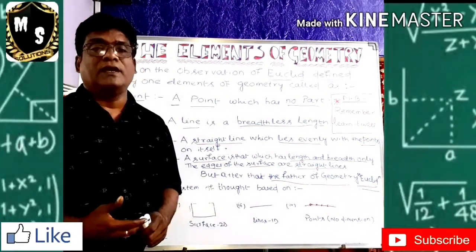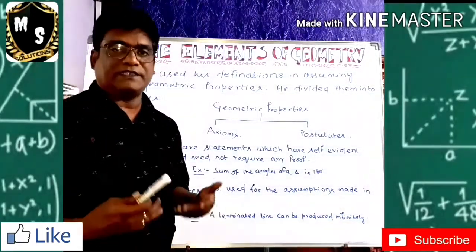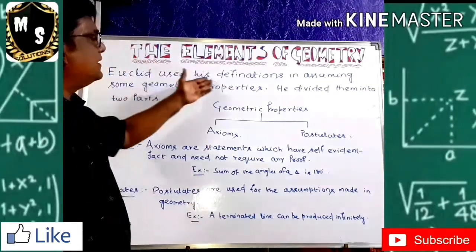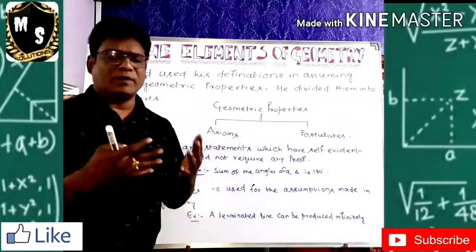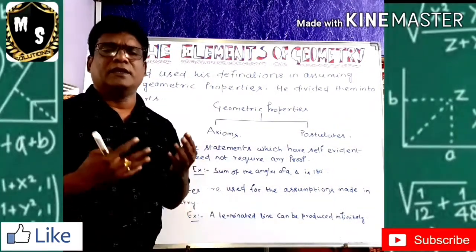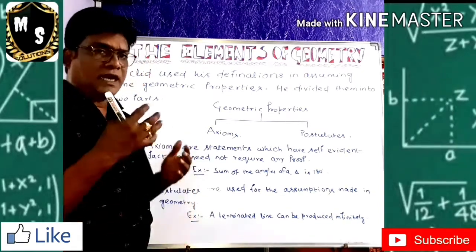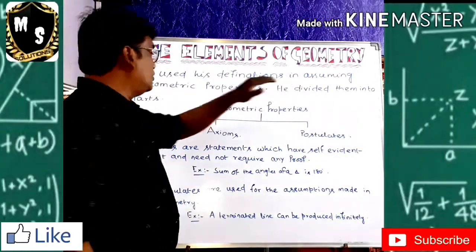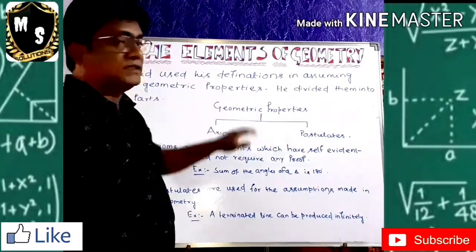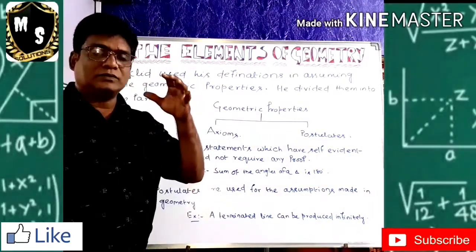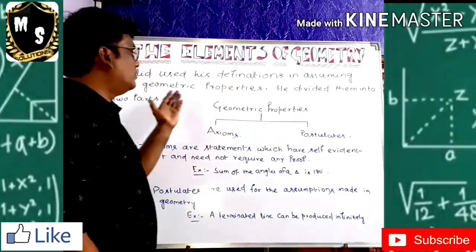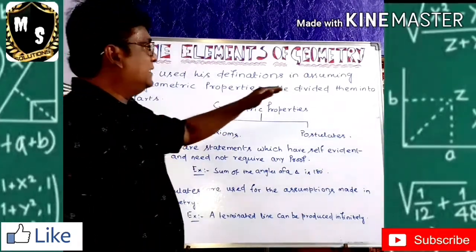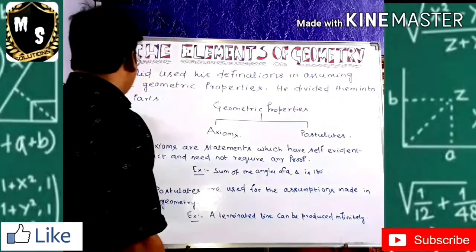And next, we are coming to the next page of the elements of geometry. Euclid used his definitions, which I just told you about: points, line, straight line, then surface and plane surface. Among those definitions, he used them in assuming some geometric properties. He started to think about some geometrical properties, and he divided them into two parts.